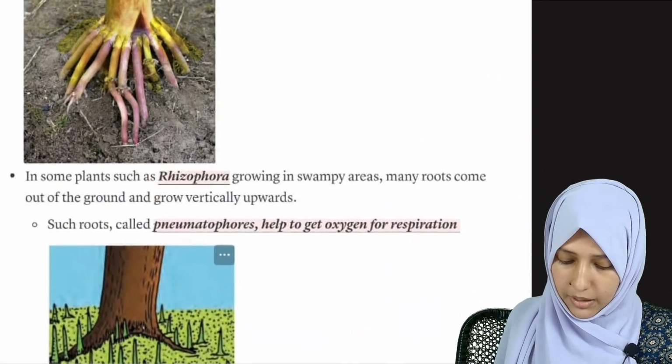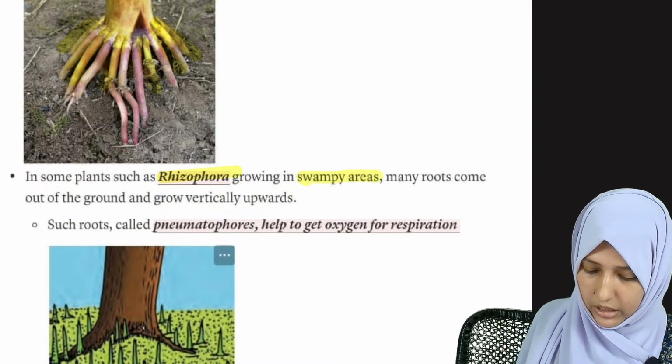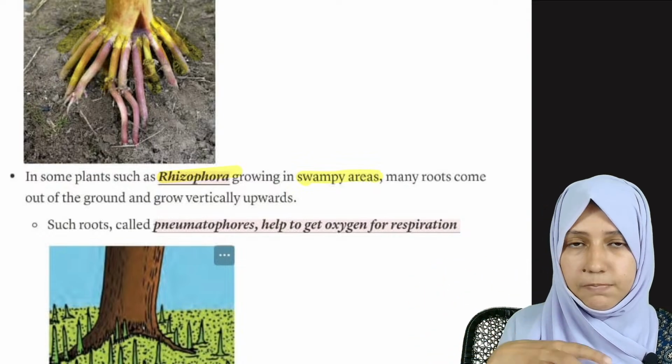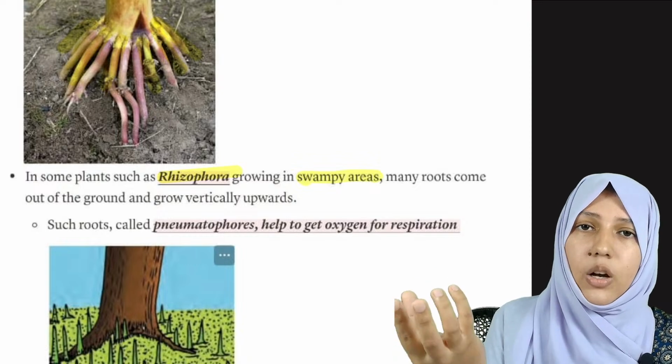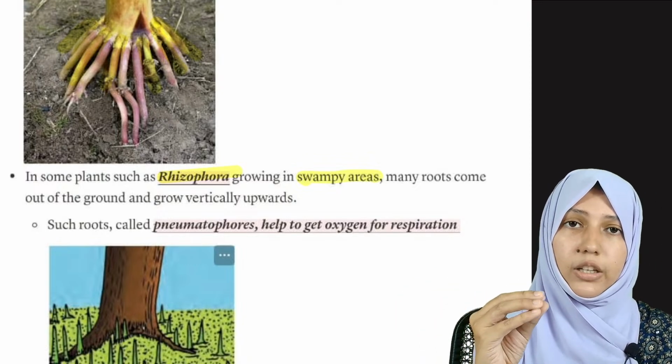And now in some plants such as Rhizophora which grow in swampy areas, they can't get enough oxygen from the soil. So what they will do is, their roots will grow upwards.